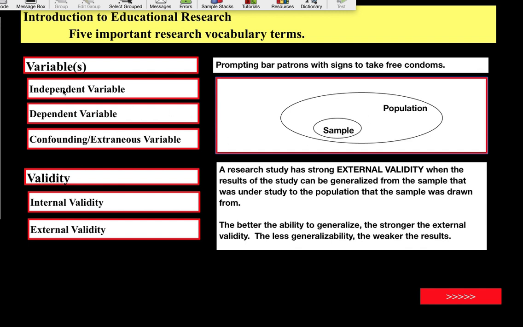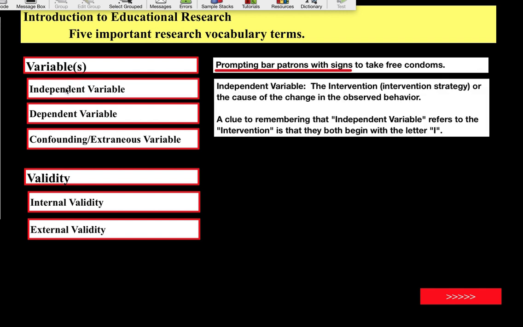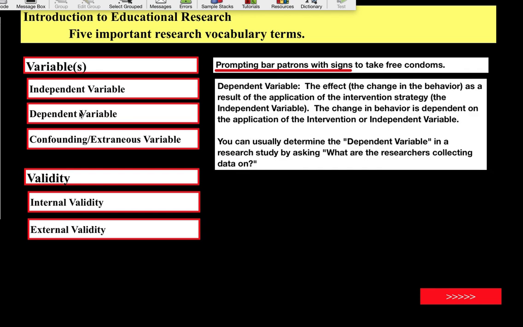Well, okay, those are the terms. Now, this is a short video, but these terms are very important. So let's review quickly. Independent variable is the intervention or the intervention strategy that causes the change in the dependent variable. An intervention and independent variable both begin with I. The dependent variable is the effect as a result of the intervention strategy.